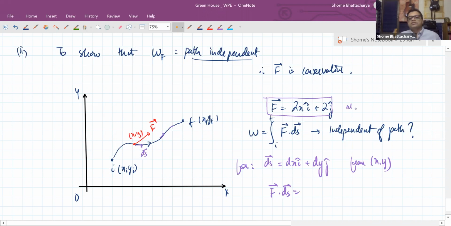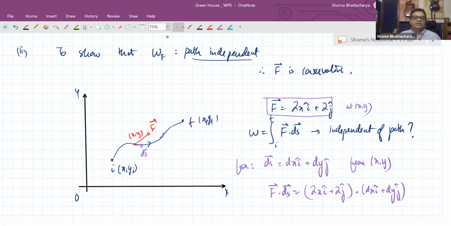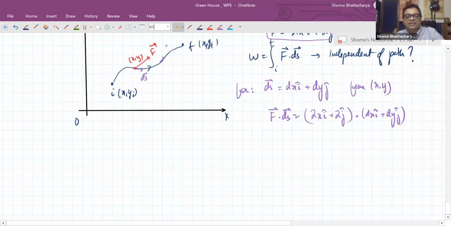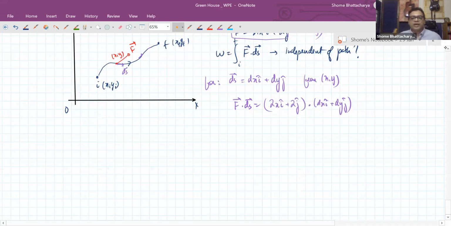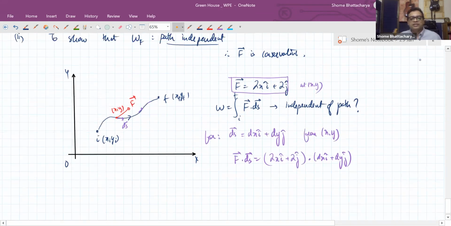Okay, this is at x comma y. So it is 2x i cap plus 2j cap dot product with the general displacement, which is dx i cap plus dy j cap. So this is a little bit more complicated than what we did in the previous part, where we were displacing only along the x-axis at one time or only along the y-axis at one time. Now we are having a general type of displacement.